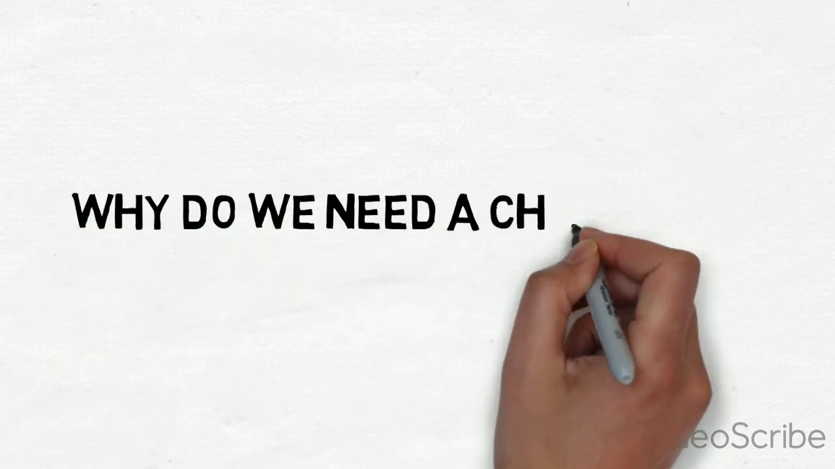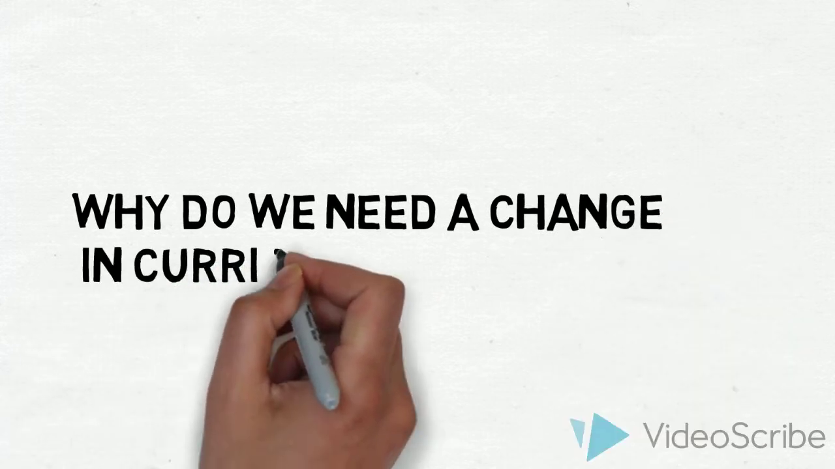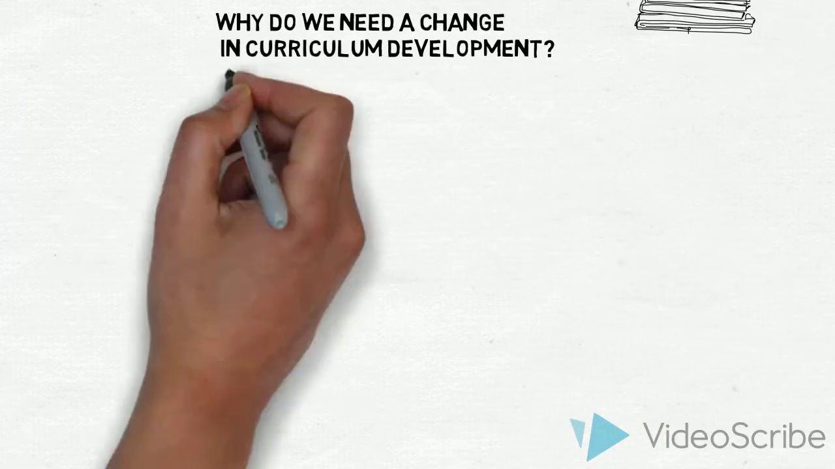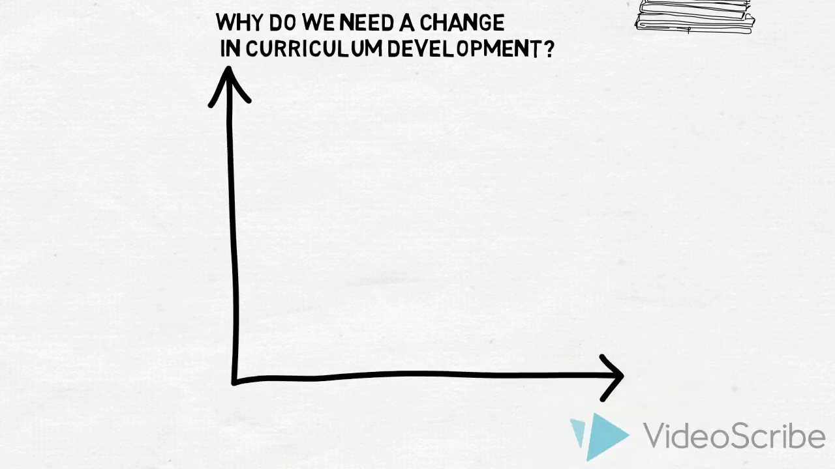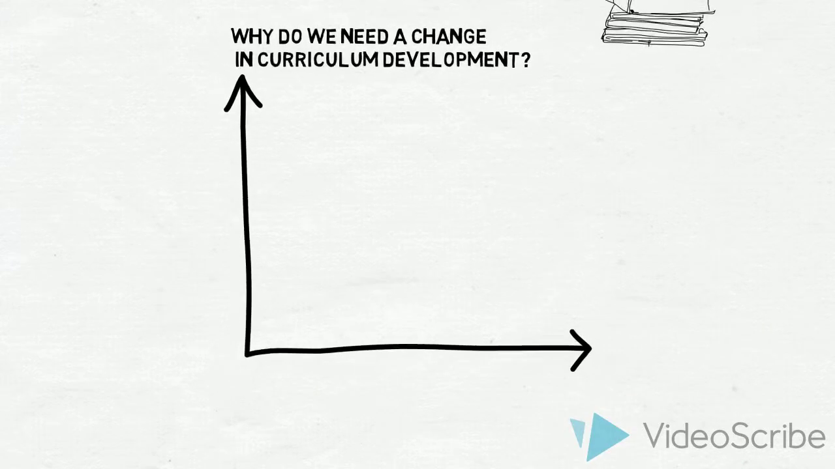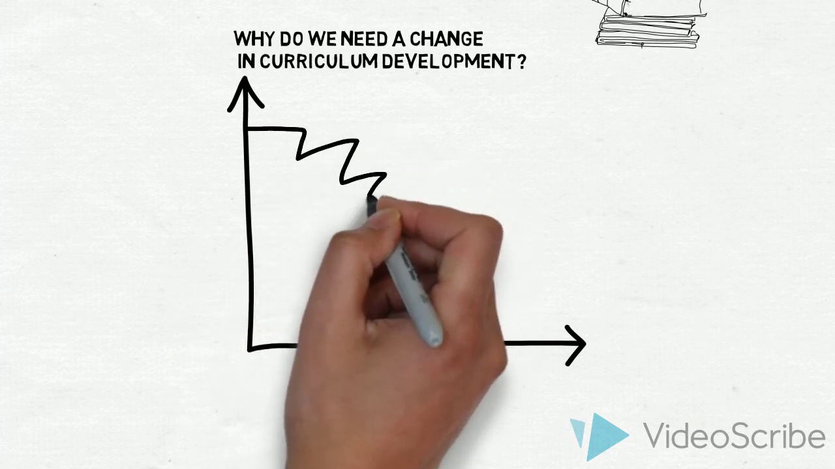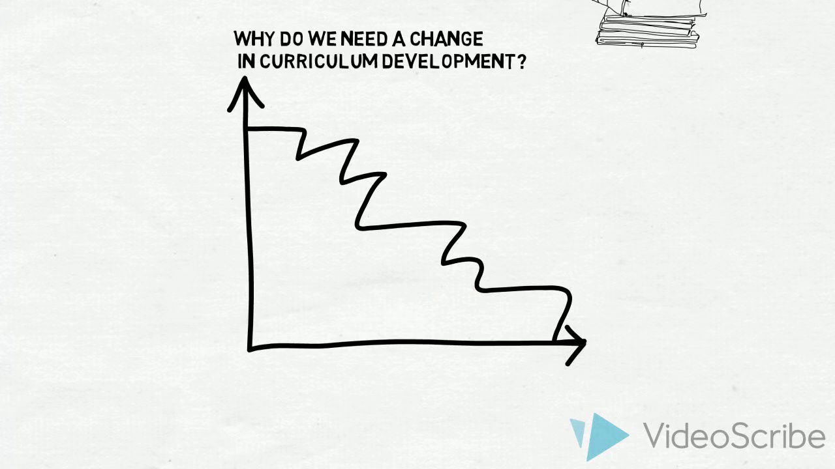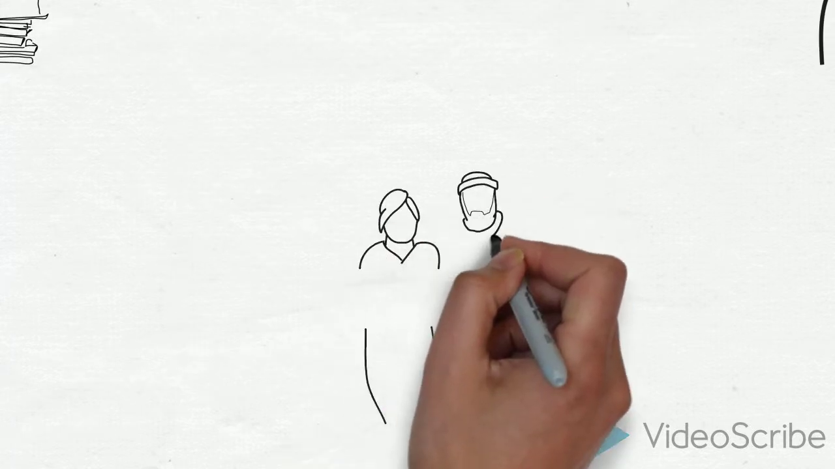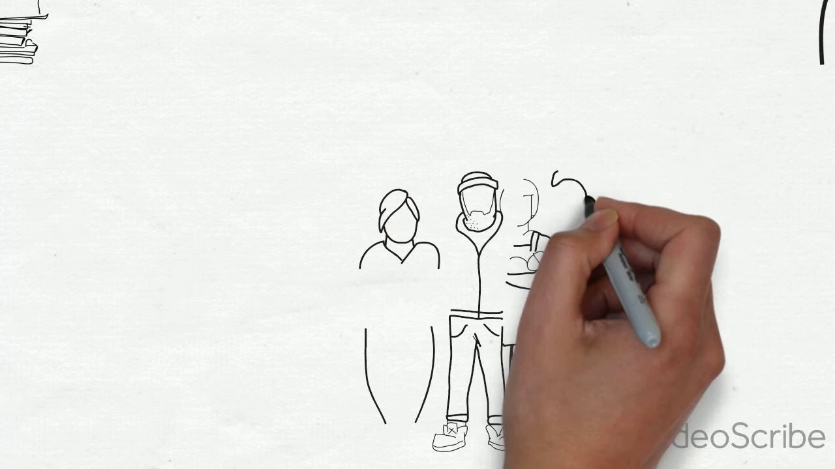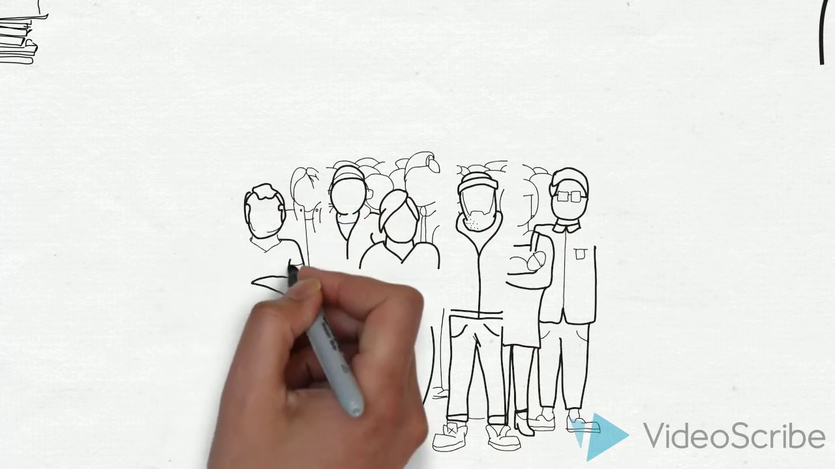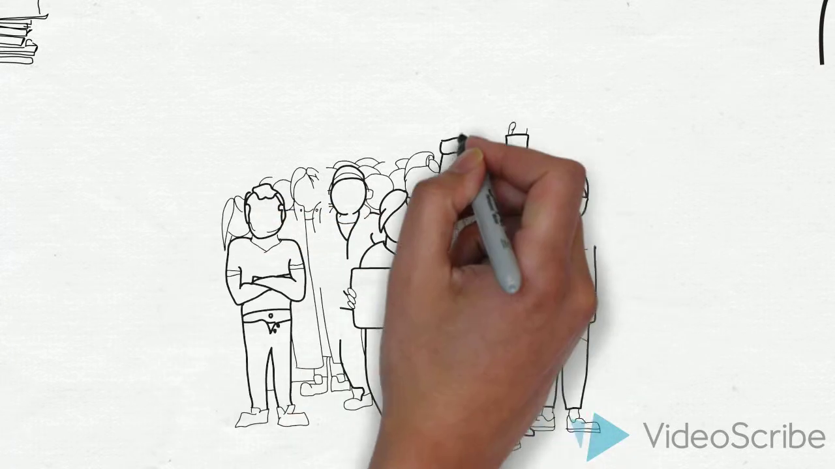So why do we need a change in curriculum development? Between 2005 and 2012, the number of students taking GCSE English Literature dropped by 18%. This percentage is set to decrease further when the course becomes non-compulsory. Teachers and students need to be able to see the benefits of studying English literature. We need to debunk the claims that it is an elite subject.